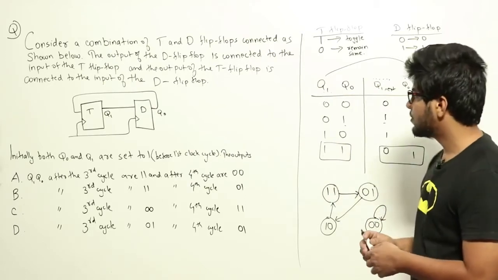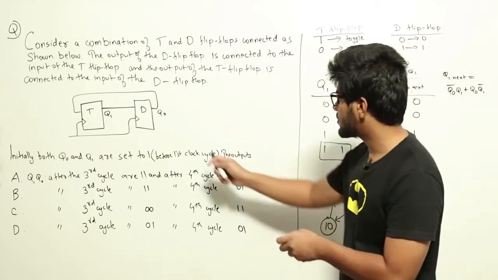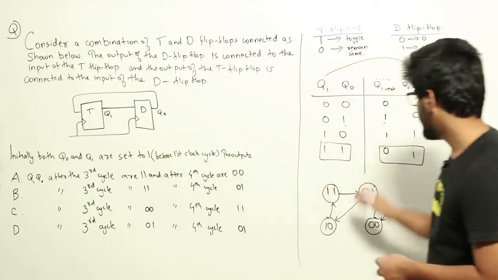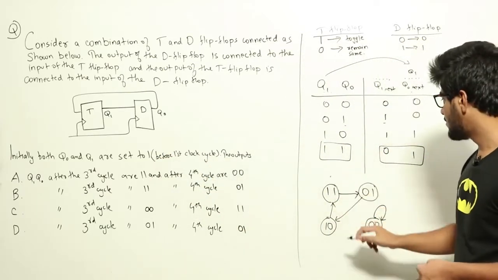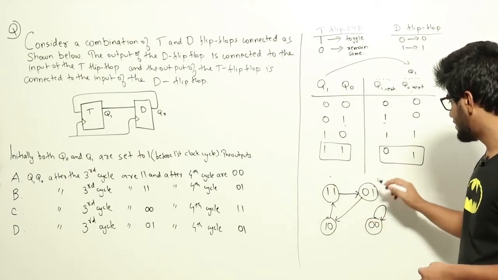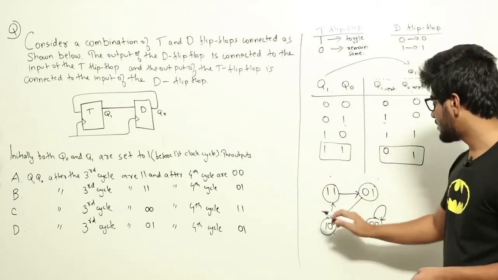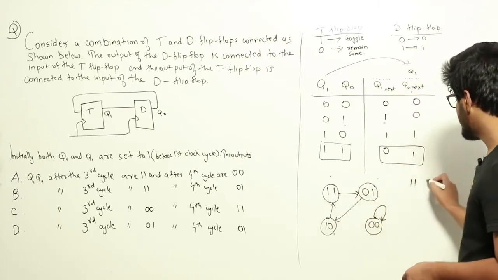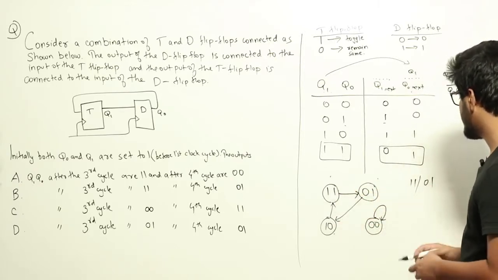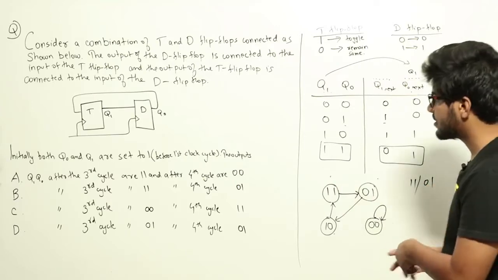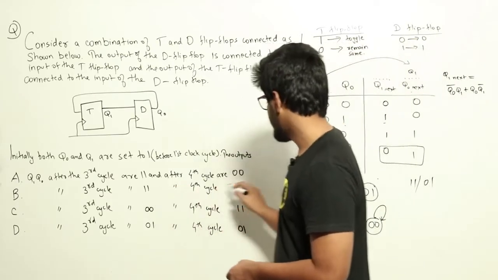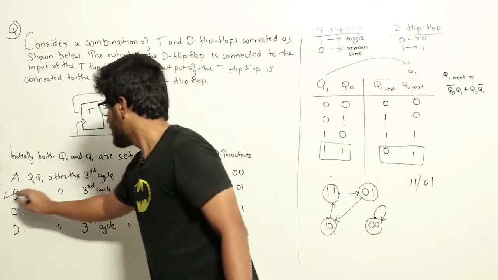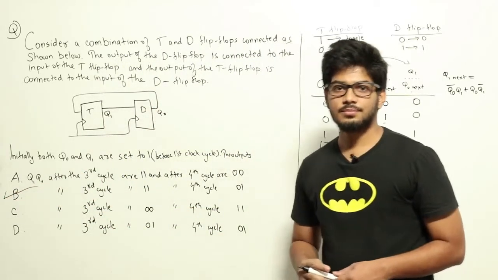Now let's go to the question. They are saying that before the first clock cycle it is set to 1. So initially it will be 1 1, after 1 clock cycle it will be 0 1, after 2 clock cycles it will be 1 0, after 3 clock cycles it will be 1 1, and after 4 clock cycles it will become 0 1, as you can see here. So the answer is 1 1 and 0 1. Third cycle 1 1, fourth cycle 0 1. So the right answer is option B.